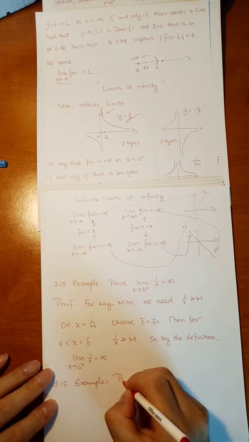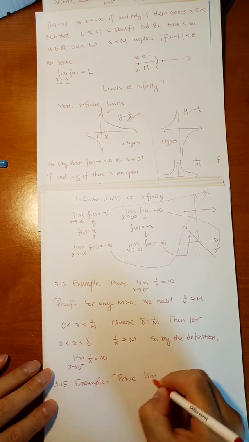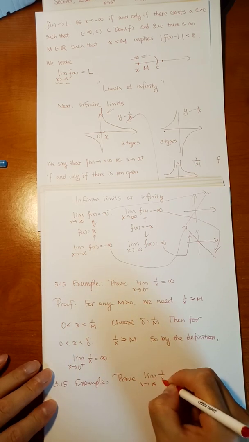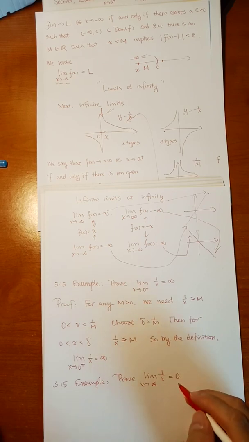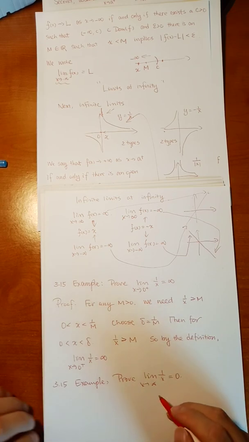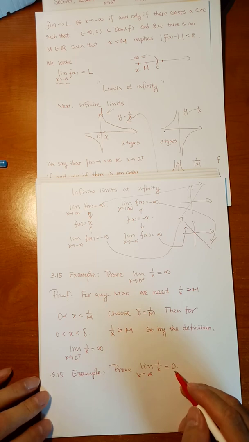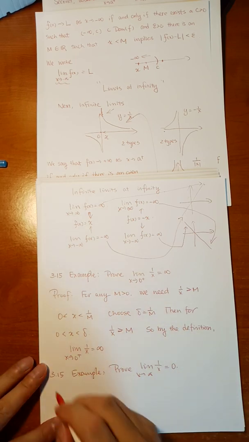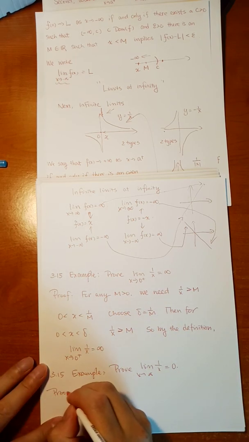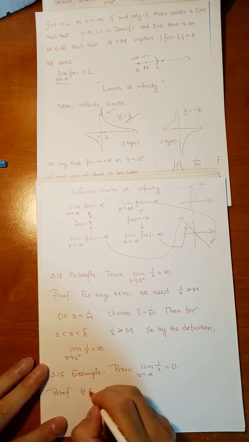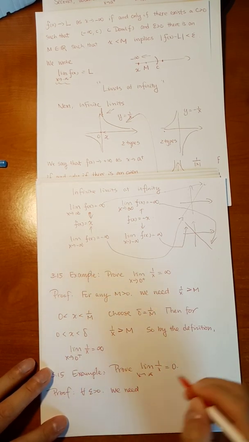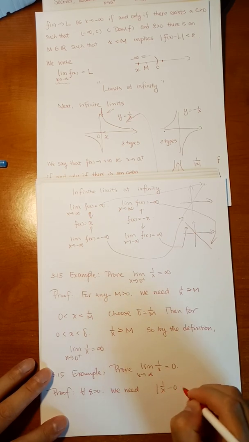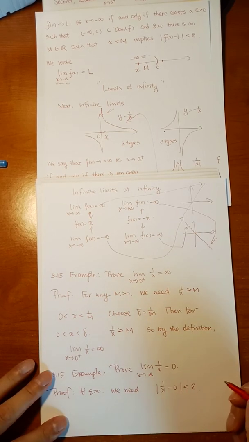So this is one thing, and with the same example, we can show that when x approaches infinity, 1 over x has limit 0. Okay, so how do we prove that? Given any epsilon greater than 0, we need the absolute value of 1 over x minus 0 to be less than epsilon.